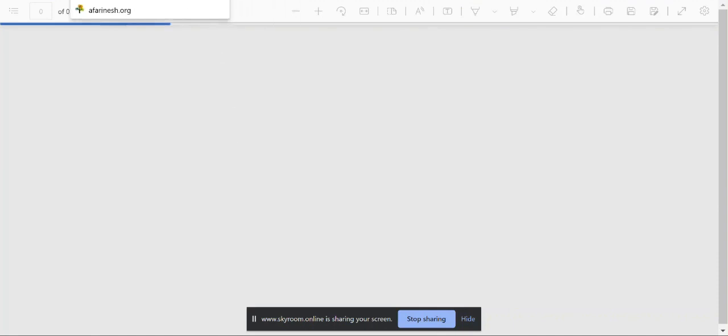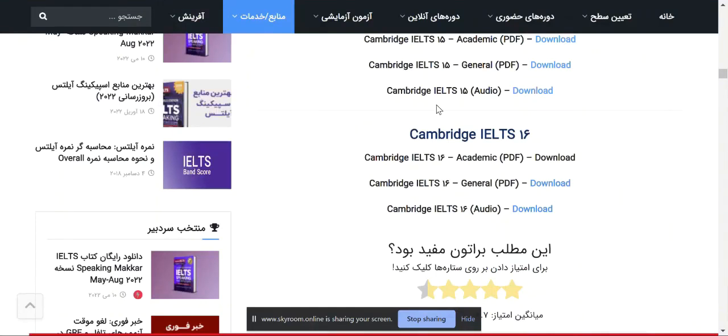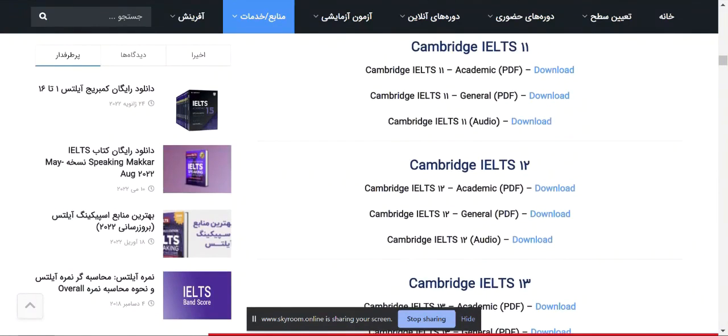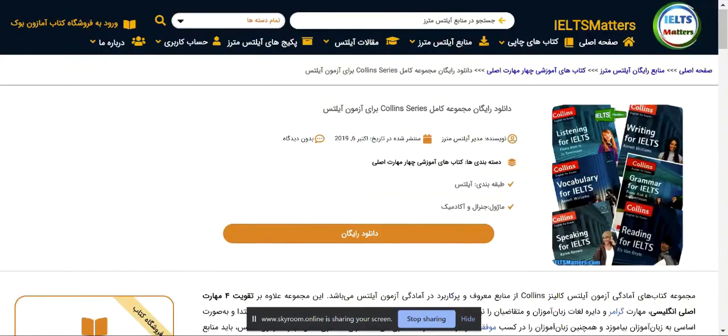Perfect. Beside this one, you have two things much better. The Collins one. Collins for listening, vocabulary, speaking, reading, grammar, and okay, you can go for this one as well.